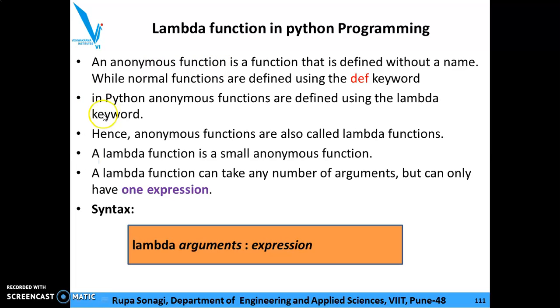In Python, anonymous functions are defined using the lambda keyword. Hence, anonymous functions are also called lambda functions. A lambda function is a small anonymous function. A lambda function can take any number of arguments but can only have one expression. Let us understand the syntax: the lambda keyword, arguments or parameters, colon, and expression. Try to understand, it must have one expression.